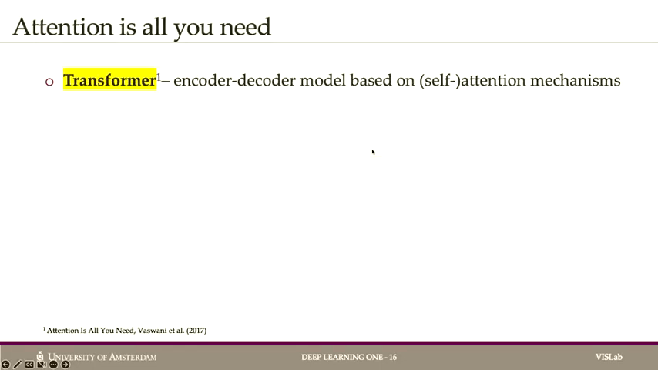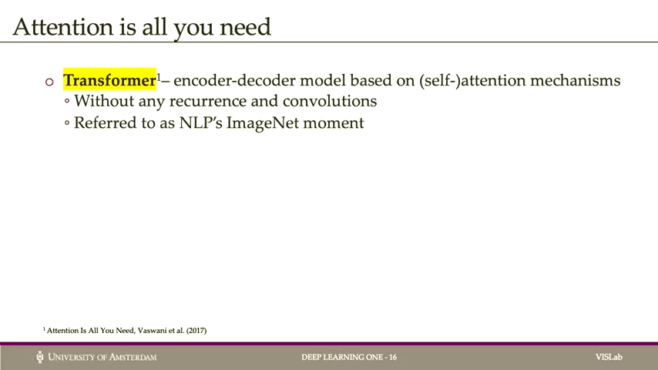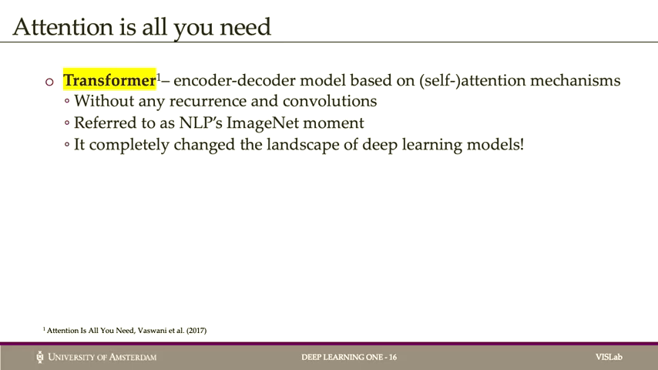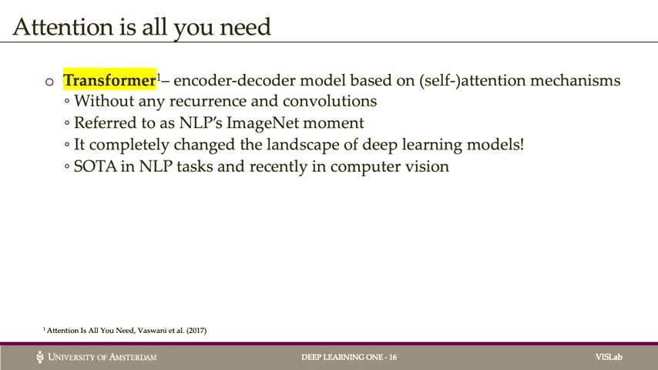Okay, now comes the interesting part. Attention is all you need. Maybe some of you have heard this phrase. This is the title of the paper that introduces the transformer, and I think it's maybe one of the most important papers in the last 5 years. The transformer is again an encoder-decoder model, same as the ones we saw previously, but now it is entirely based on attention and self-attention mechanisms. We don't have recurrence or convolutions here; it's entirely based on stacks of attention and self-attention layers. The transformer is referred to as NLP's ImageNet moment. It completely changed the landscape of deep learning. It's state of the art in NLP on all tasks and recently also in computer vision.